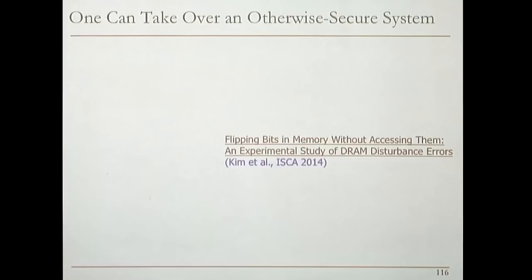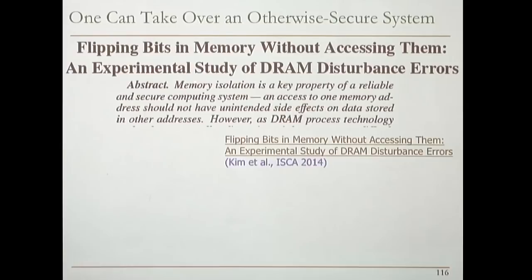Okay, so it's actually even more scary about it. You can think about this as a reliability problem, but the security implications are bigger because one can actually take over an otherwise secure system. So the paper you're going to read, the first sentence it starts with is, memory isolation is a key property of a reliable and secure computing system, and access to one memory address should not have unintended side effects on data stored in other addresses.